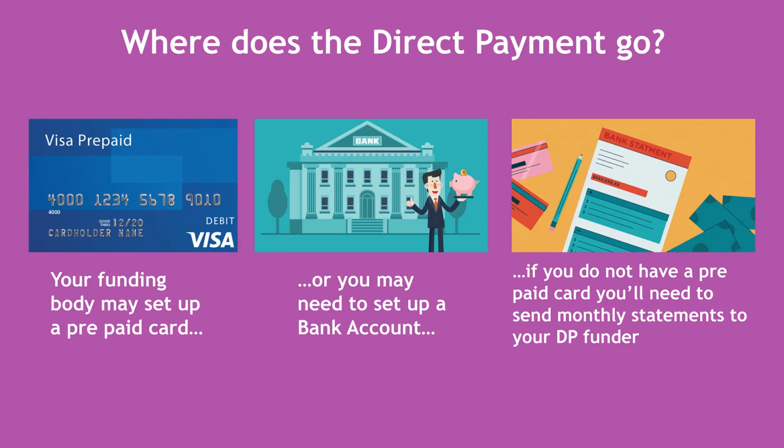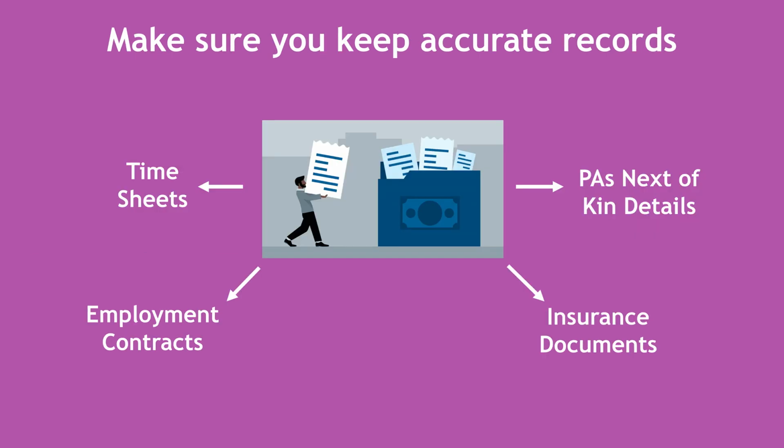So, to start with, your funding body may set up a prepaid card, or you may need a bank or building society account so that your direct payment money can be paid into it. If you don't have a prepaid card, then you will be required to send a copy of your statement to your funder each month. It is really important that you keep accurate records for all income and expenditure from the direct payment account.